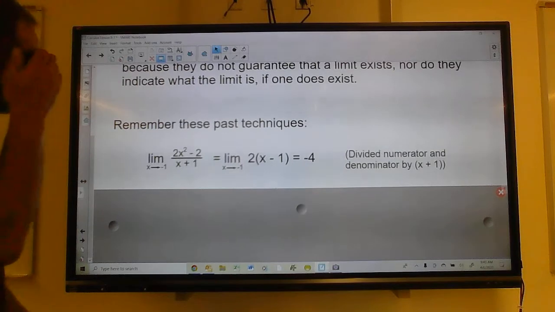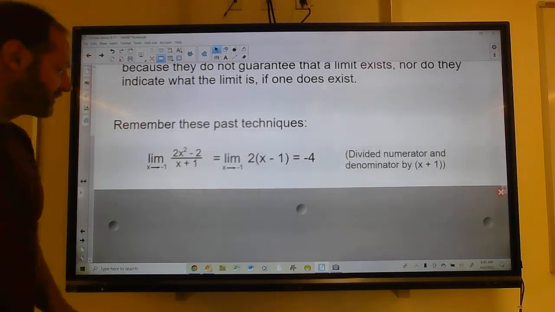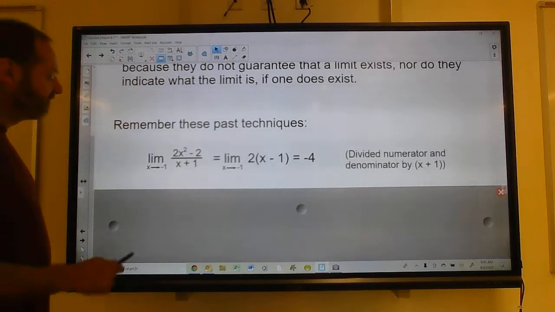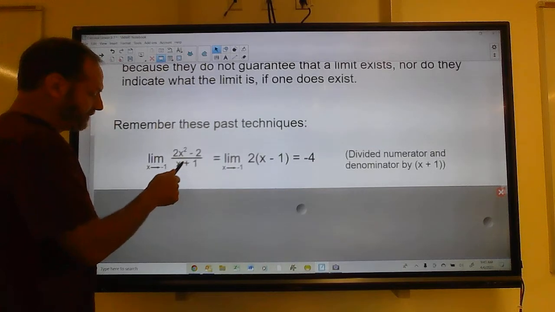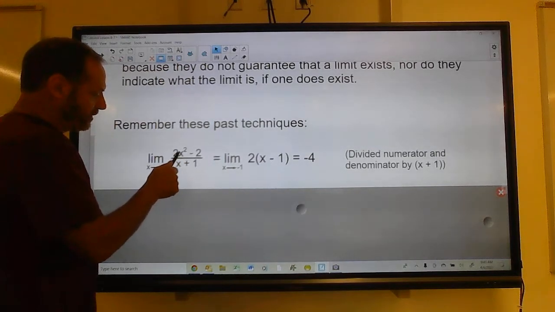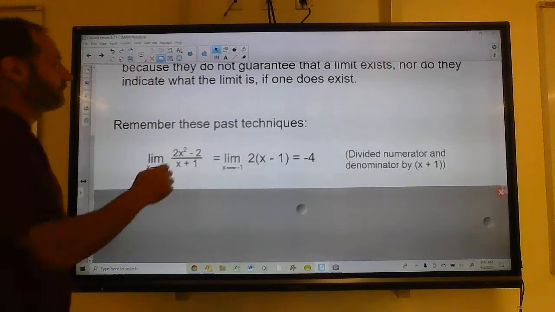So we did stuff like this. Like the limit as x goes to -1 of 2x squared minus 2 over x plus 1. If I just try to substitute -1 in here, I get 0 on the bottom, and I get 2 minus 2, which is 0 on the top. So that's an indeterminate form. So we did something like this.